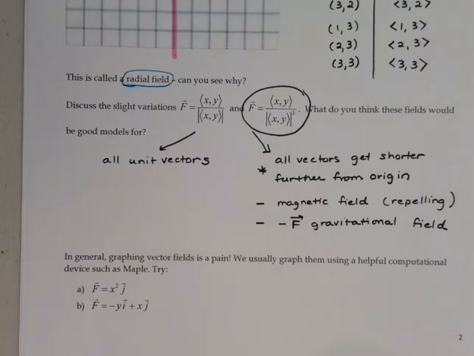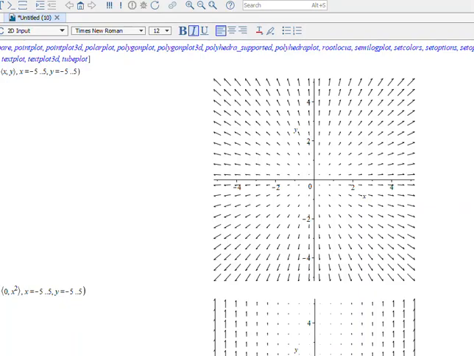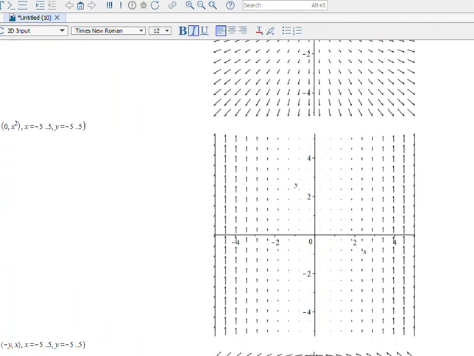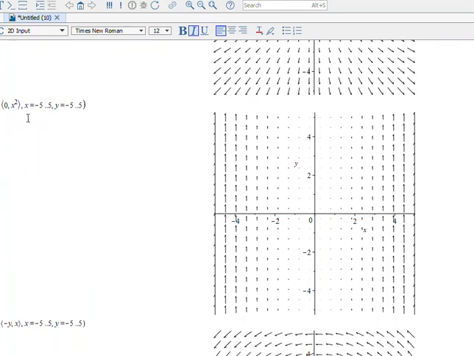All right, here are a couple of other vector fields I'd like us to just take a look at. F is equal to x squared j. If I go over to my Maple graph, that one's right here. You'll notice I've got a 0 in for the i component and x squared in for the j component. All of my vectors are vertical here. None of them have any x component. X component is 0. And the y component, since it's x squared, is always positive.